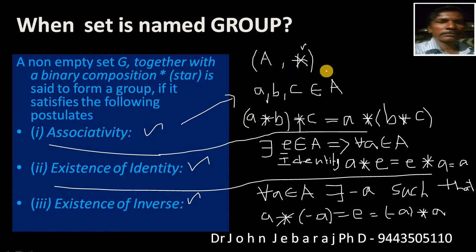with a binary operation satisfying these three conditions, then this algebraic structure, the set comma the binary operation, we call it a group. So a group is nothing but a set with a binary operation, and the binary operation should satisfy associativity, existence of identity, and existence of inverse. Okay, so this is what we call a group.